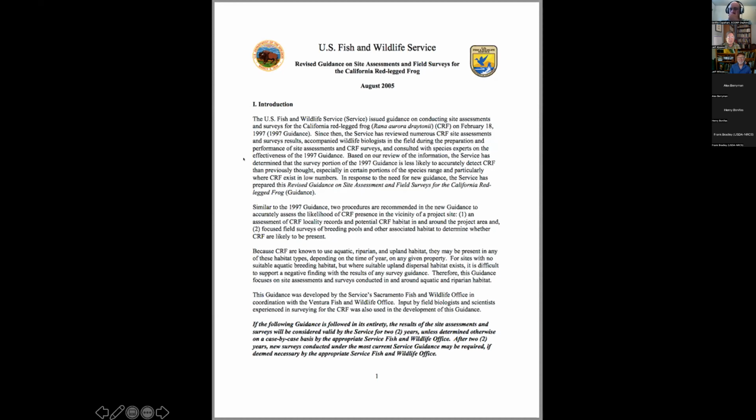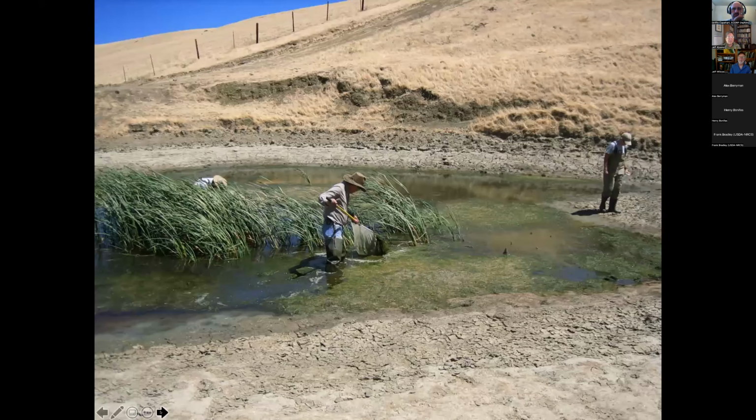So it's still the same protocol that it has been. 2005 is unchanged. There are things in here that do not work, that you cannot do. That's why we're trying to update it. But to get this modified, you're going to have to get it approved before you start your survey. Not after, not during, before.